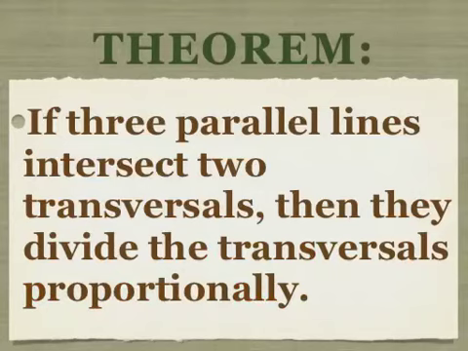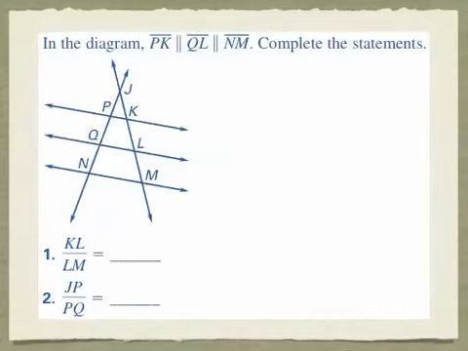The next theorem says that if 3 parallel lines intersect 2 transversals, then they divide the transversals proportionally. An example of this would be, in the diagram, PK is parallel to QL, which is parallel to NM, and they ask me to complete the statements. Number 1, they have KL and LM. KL would be corresponding to PQ, and LM would be corresponding to QN, so I could write KL over LM equals PQ over QN, and this is an illustration of the theorem that we just talked about.